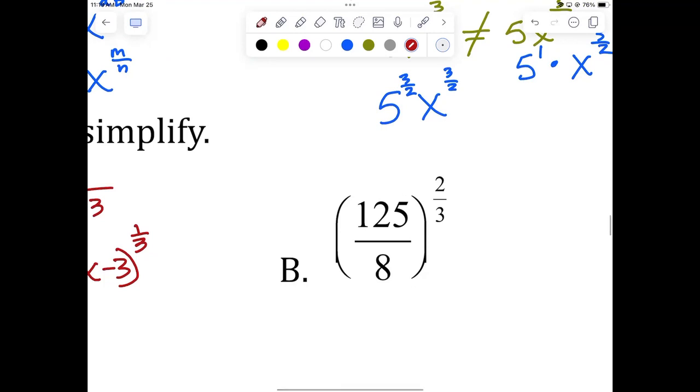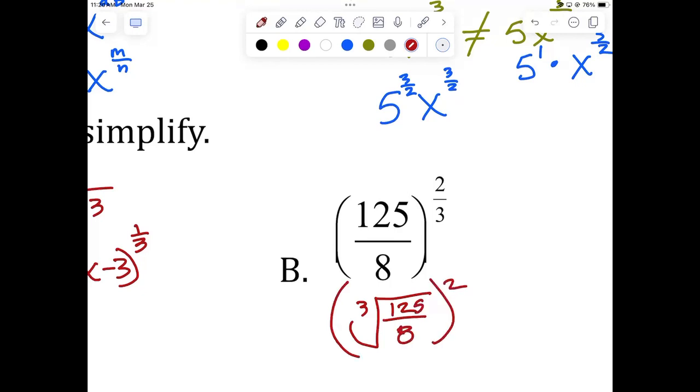All right, look at this one. 125 eighths to the 2/3 power. Whoa. Which one should we do first? Should we try to square it first, make it bigger? Or should we try to cube root it first? Cube root it, right? Because the 3's in the denominator. Let's write it like that. Let's take the cube root of 125 all over 8, and then we'll square the result. Let's go small before we go big.